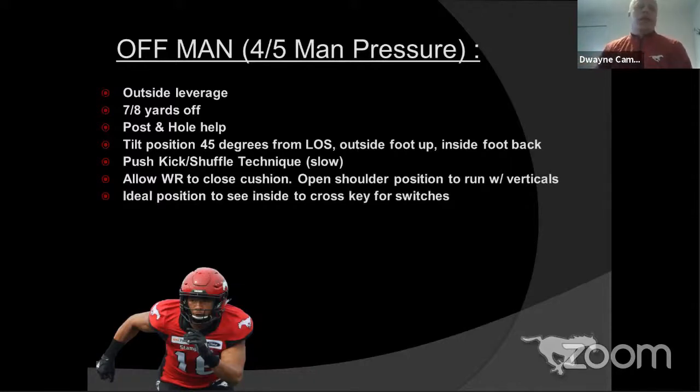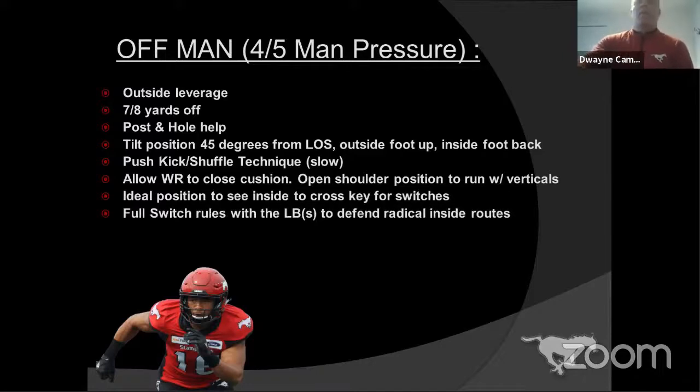And the other thing that this allows us to do is to have an ideal position to see inside the cross key for some of these switches that you're going to see on the film here. Whether that's a mesh concept where we're getting a crossing route from the other side of the field, or you have the running back to your side and he's releasing out and we may have to switch, or it's just a two-man switch release stack that we've got to switch on, that position really helps you out. And then we're going to implement our full switch rules with the linebackers. The linebackers are playing inside for us to help defend against the radical inside routes.